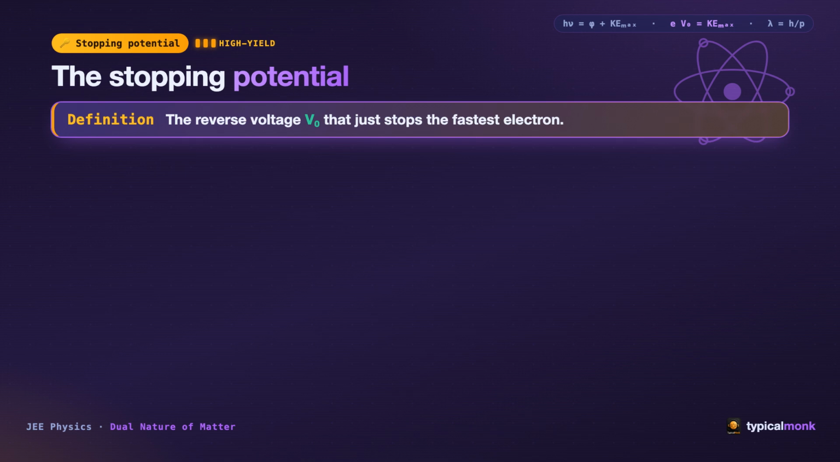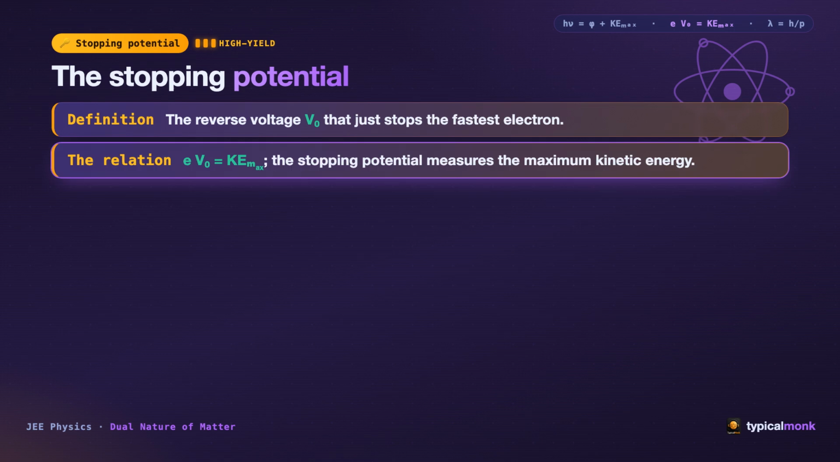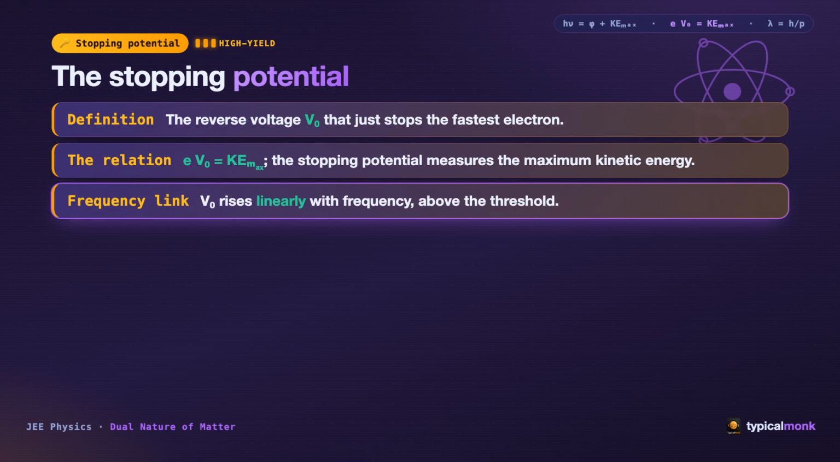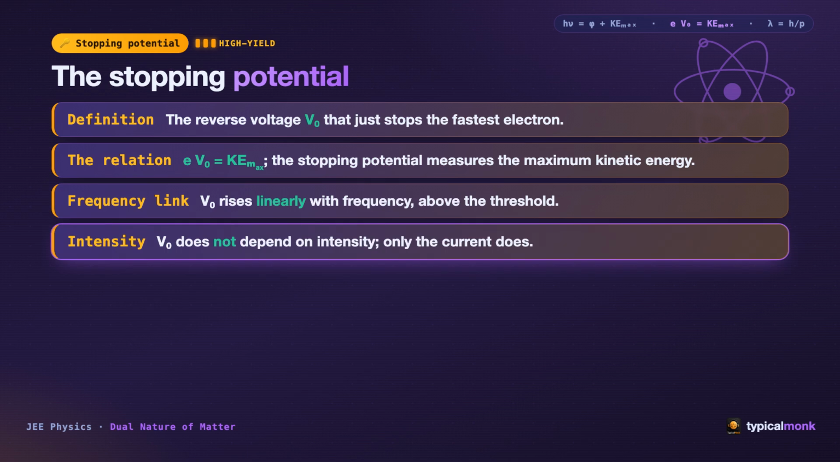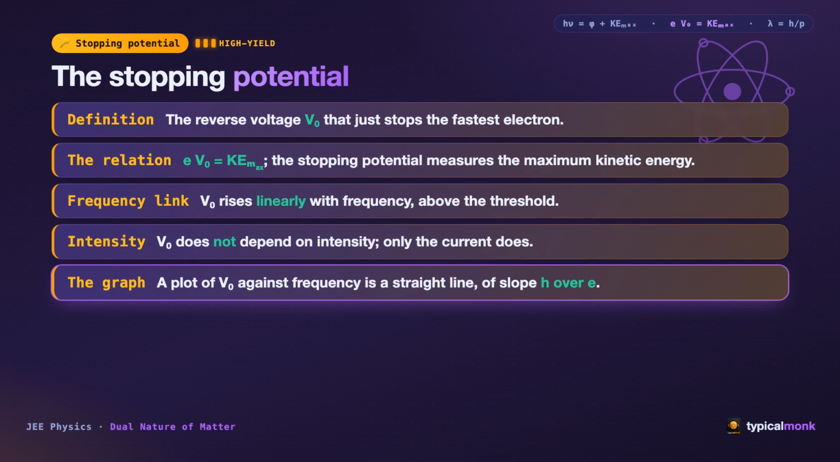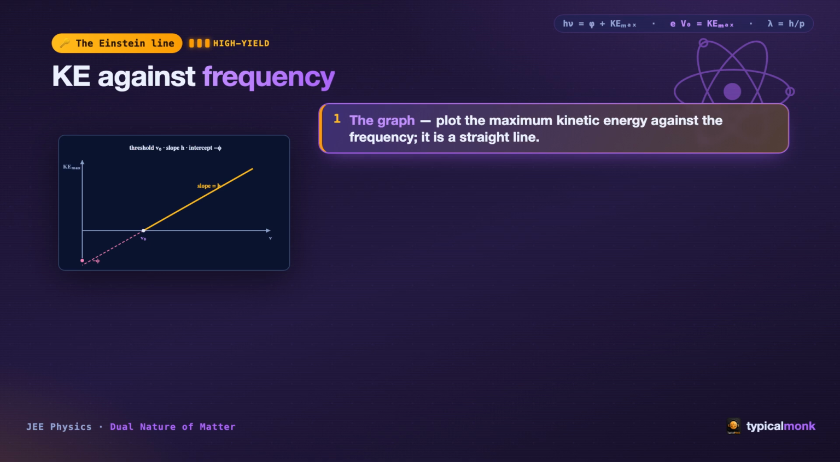Now how do we measure that kinetic energy? The stopping potential. Definition: the stopping potential, V0, is the reverse voltage that just stops the very fastest electron. The relation: eV0 equals KE max, so the stopping potential directly measures the maximum kinetic energy. Frequency link: the stopping potential rises linearly with frequency above the threshold. Intensity: the stopping potential does not depend on intensity at all. Only the current does. The graph, a plot of the stopping potential against frequency, is a straight line of slope h over e.